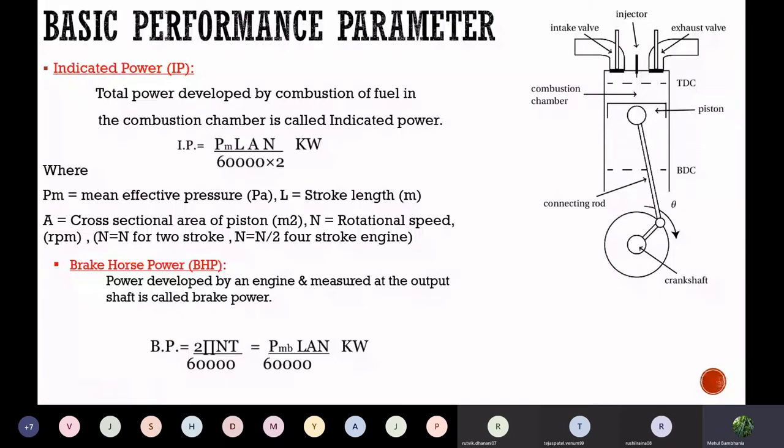If you compare a 100 cc petrol engine and a diesel engine, definitely the diesel engine's brake power output will indicate the higher value. That is because the operating pressure in the diesel engine is almost double. So that's why the diesel engine is producing more brake power. One more thing I want to highlight.